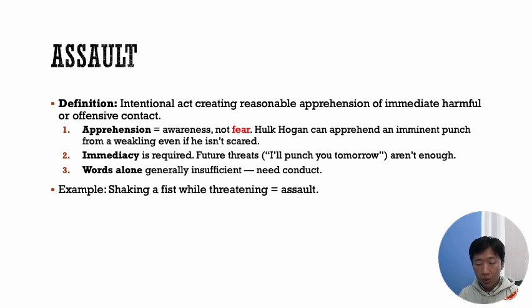Assault is very similar to battery. Let's see the definition: an intentional act creating reasonable apprehension of immediate harmful or offensive contact. The only difference you might say between battery and assault is whether there's physical contact. Assault doesn't require physical contact. As long as the plaintiff has the apprehension of the imminent threat, that constitutes assault.